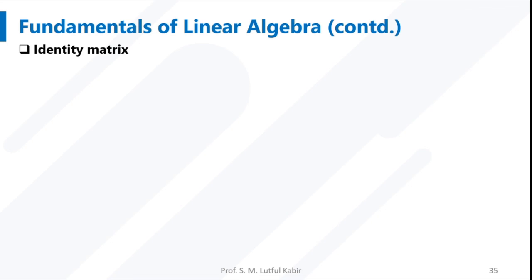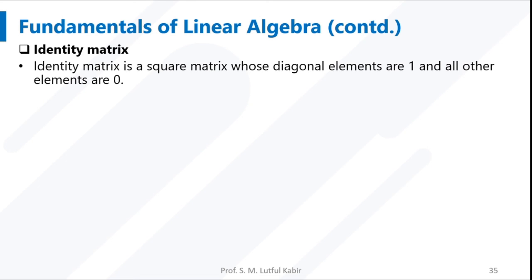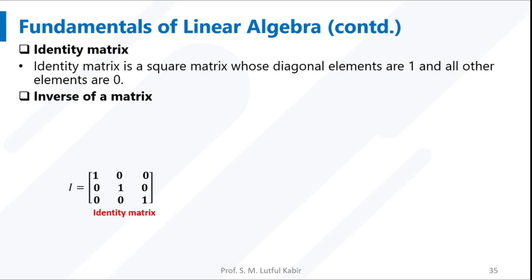Now let us discuss the identity matrix. An identity matrix is a square matrix whose diagonal elements are 1 and all other elements are 0. For example, the I matrix here is an identity matrix. This is a 3 by 3 matrix. So it is a 3-dimensional identity matrix, because the diagonals are 1 and all the other elements are 0.